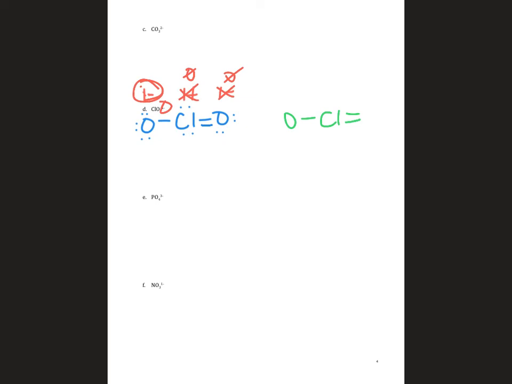So my correct structure over here should be an oxygen single bonded to chlorine, a single bond between that oxygen and chlorine, and then a double bond here. That one has 2 pairs of electrons. This one has 3 pairs of electrons, and there's still those lone pairs on chlorine.